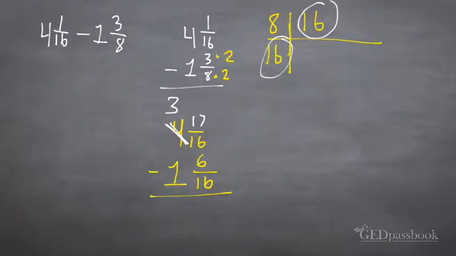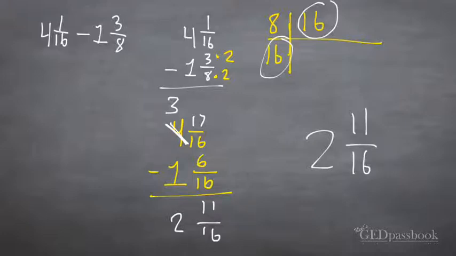Because what we can do now is what we did before, which was subtract our fraction column and subtract our whole number column. 17 minus 6 is what? 11 over 16. 3 minus 1 is what? 2. The final answer is 2 11/16. That's the borrowing method for subtracting mixed numbers.